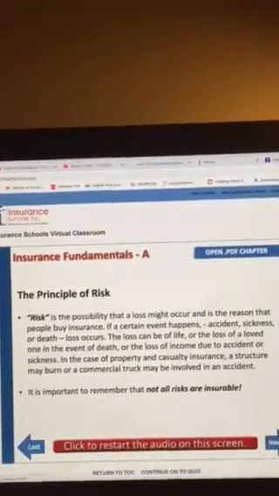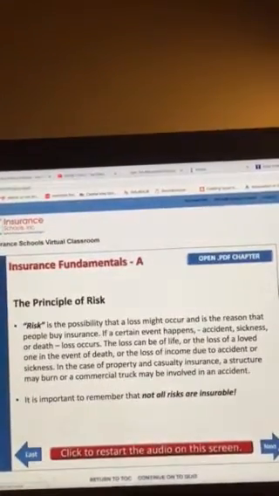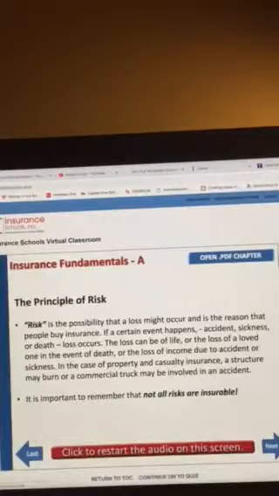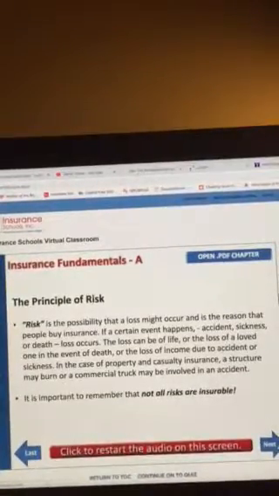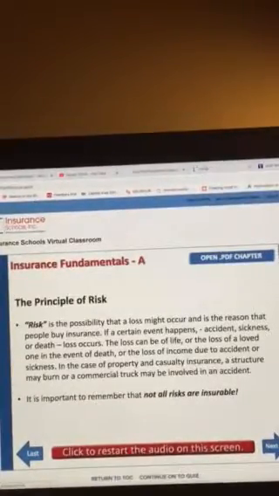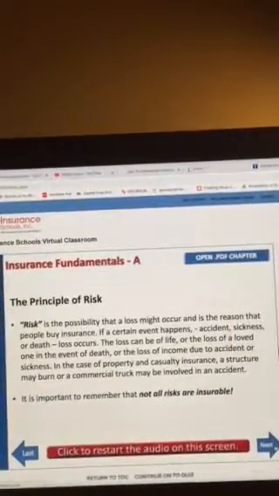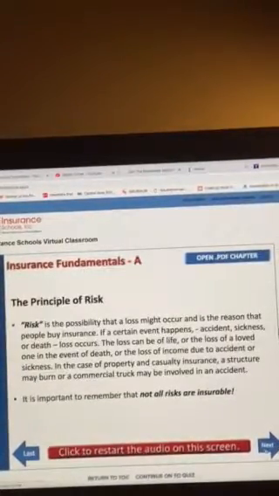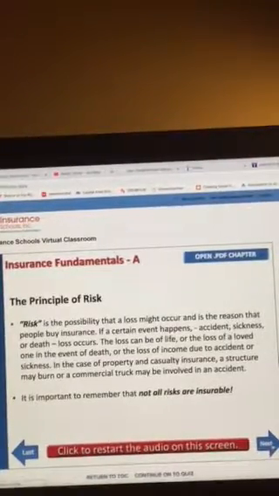Risk is the possibility that a loss might occur, and risk is also the reason that people buy insurance. If a certain event happens, an accident, sickness, or death, a loss occurs. The loss can be of life, or the loss of a loved one in the event of death, or the loss of income due to accident or sickness. In the case of property and casualty insurance, a structure may burn or a commercial truck may be involved in an accident, and the insured is sued. It is important to remember that not all risks are insurable.